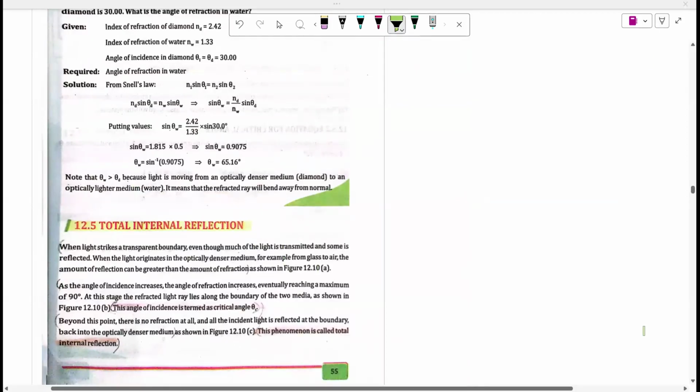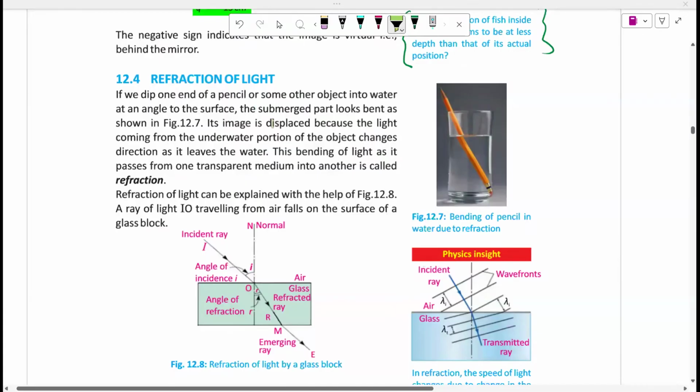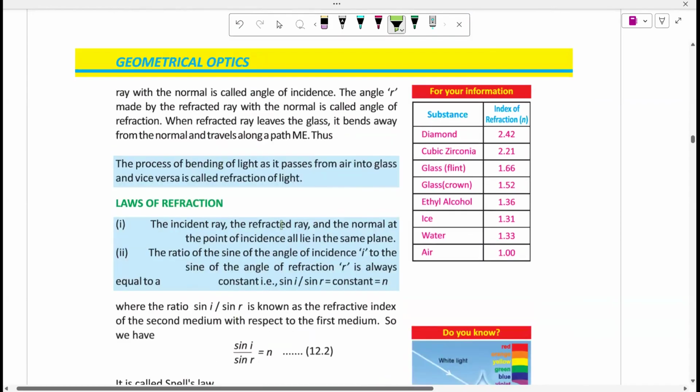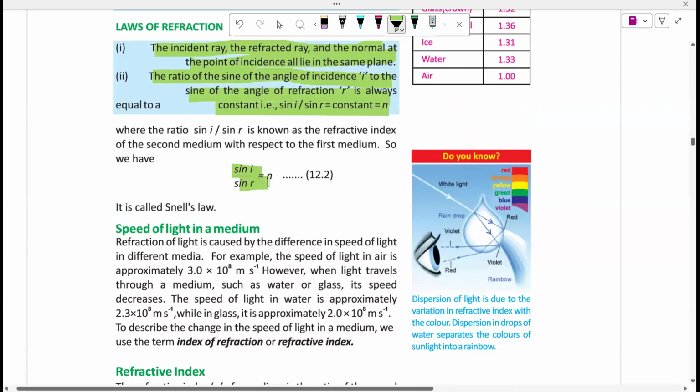Let's review this from the other book. Here the definition of refraction is given. The bending of light as it passes from one transparent medium to another is called refraction. Here we can see the incident angle, refracted angle, incident ray, normal. Again, the law of refraction has similar points: incident ray, normal, and refracted ray all lie in the same plane. And the ratio of sine of the angle of incidence to sine of the angle of refraction is always constant, which is equal to the refractive index. Sine i over sine r.